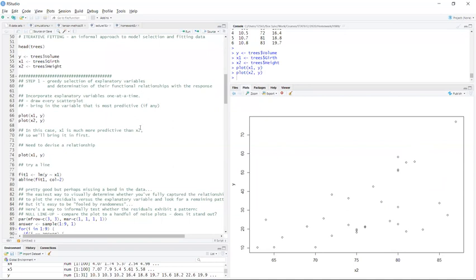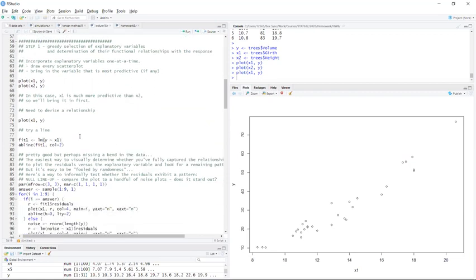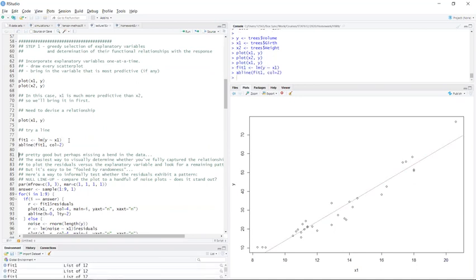So the point is that x1 is better. X1 is more predictive. So I'm going to fit y using x1. I'm no longer going to require you to use, at least for now, we're not going to bother with all of the matrix multiplication for coming up with the least squares coefficients. We'll use lm of y, a simple linear model, y with x1. Draw the fit line.